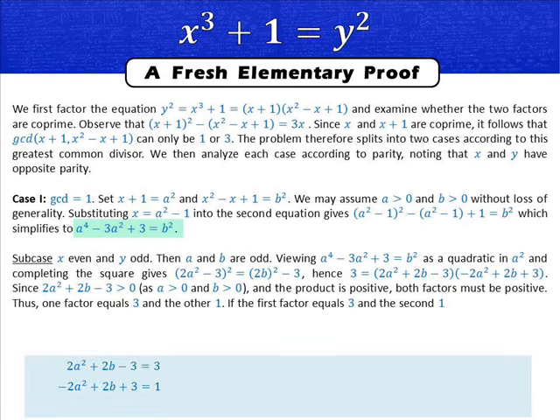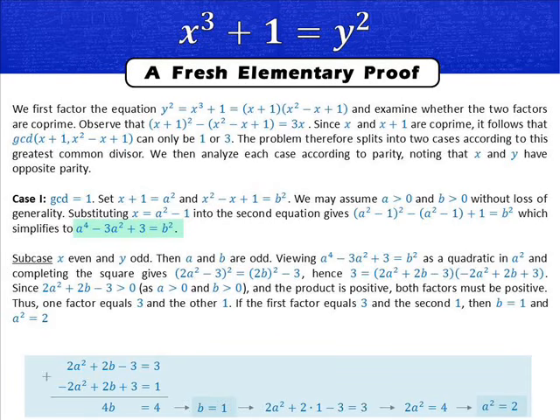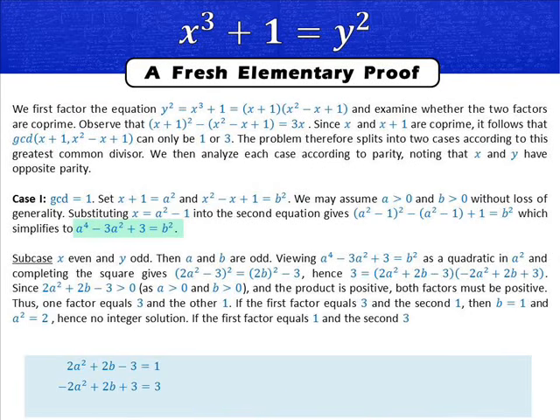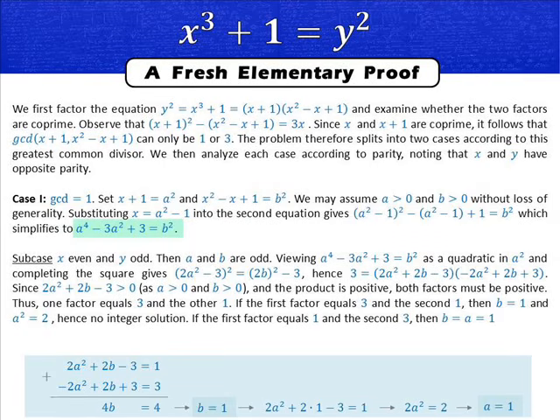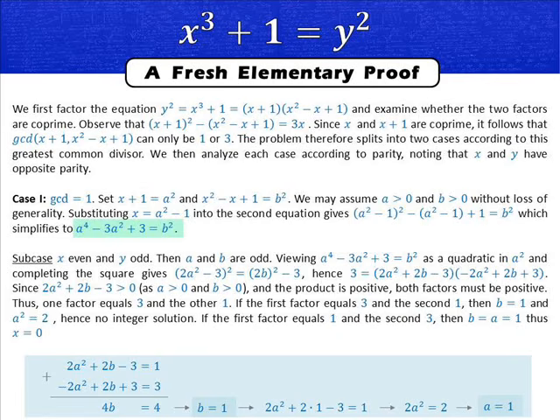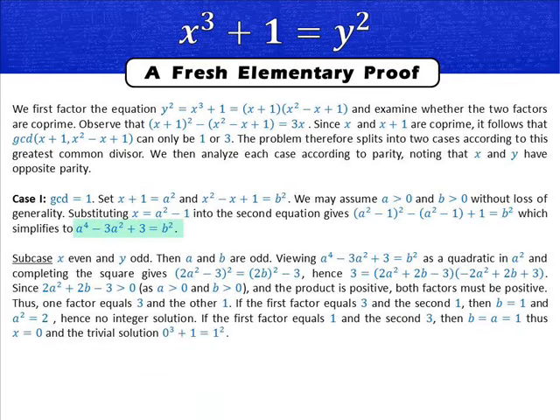If the first factor equals 3 and the second 1, then b equals 1 and a squared equals 2, hence no integer solution. If the first factor equals 1 and the second 3, then b and a equal 1. Thus, x equals 0 and the trivial solution.